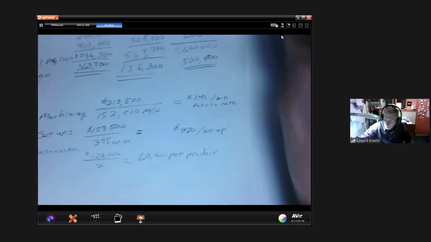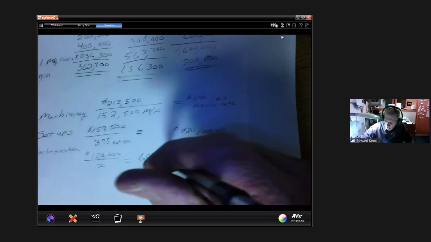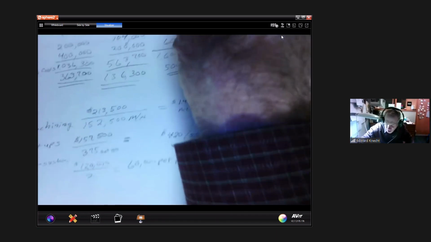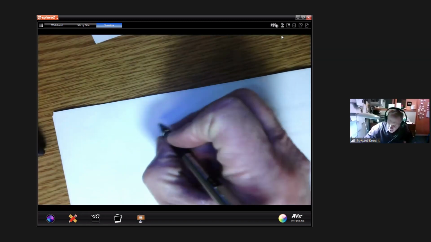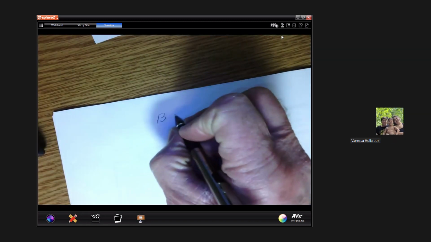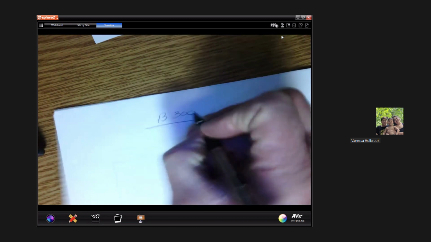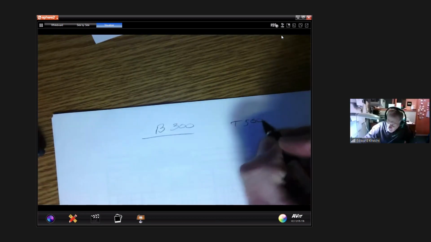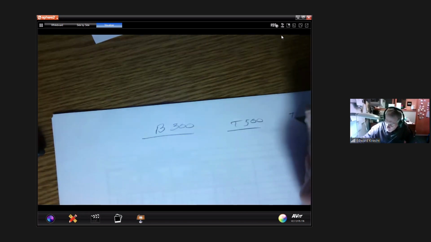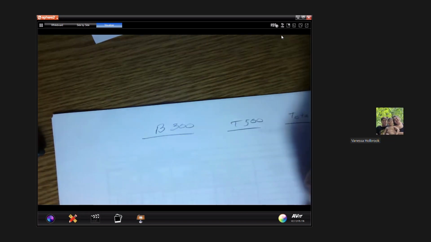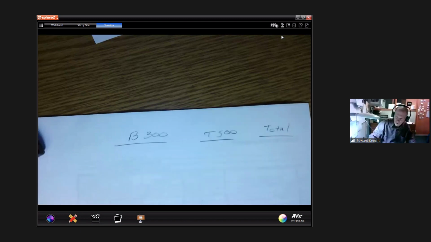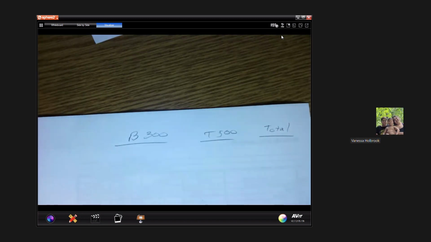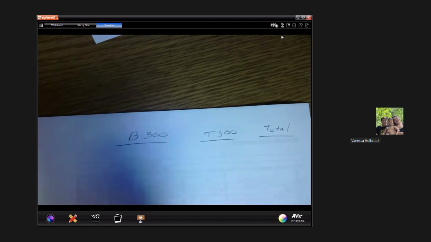Let me see. I'm going to be using these activity rates when I do this, but let's set this up. Am I setting this up correctly? I got B300 for a column, and then I get T500. And in the book, does it show a total or not? Yes, it shows total. So before B300, it does show manufacturing overhead.